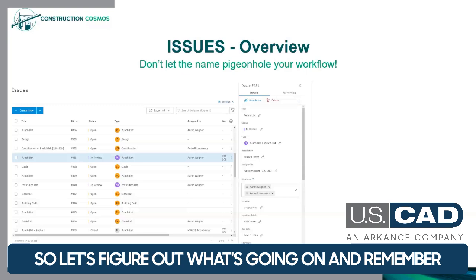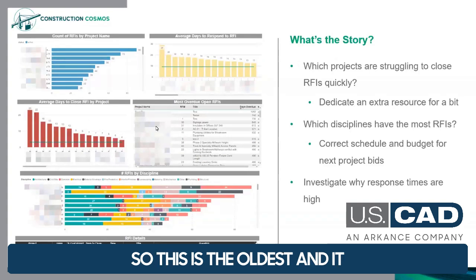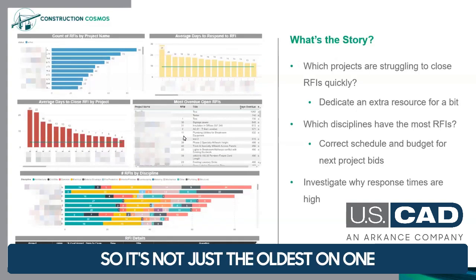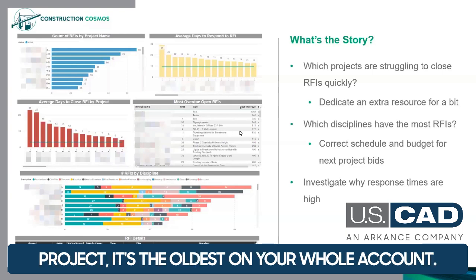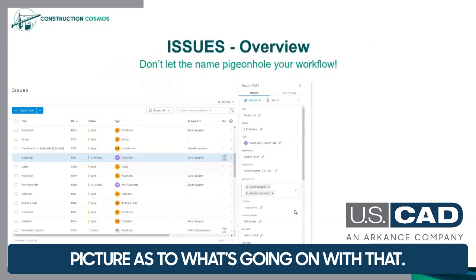Remember that one, this is all projects. So this is the oldest and it will tell you which project it's on. So it's not just the oldest on one project, it's the oldest on your whole account. So it really does give you a good picture as to what's going on with that.